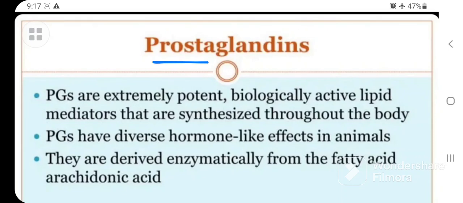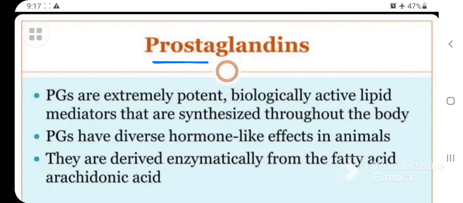Because of the secretion of prostaglandin. Some NSAIDs we are giving, no. The NSAIDs, the non-steroidal anti-inflammatory drugs, like ibuprofen, paracetamol, aceclofenac, diclofenac, naproxen, nimesulide. These are all NSAIDs. What will they do? They will inhibit the action of prostaglandin.